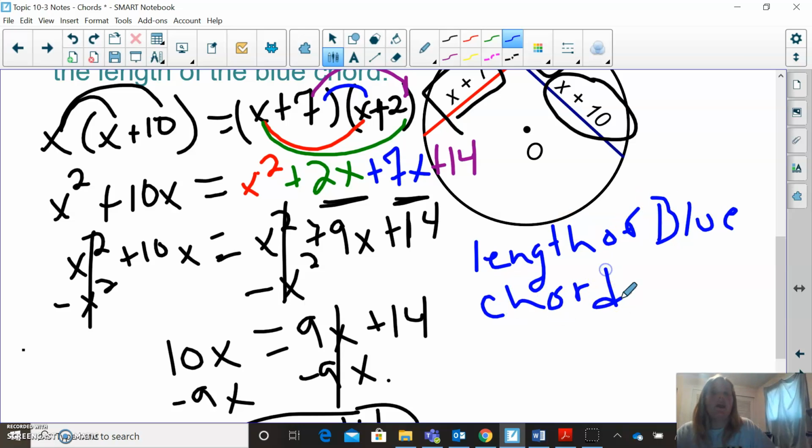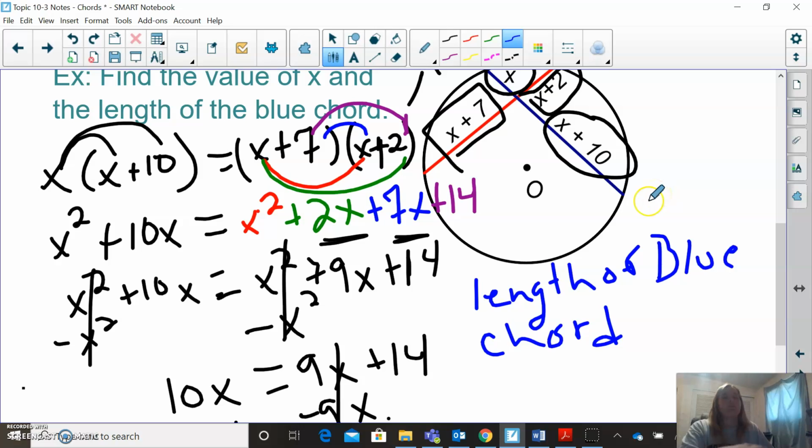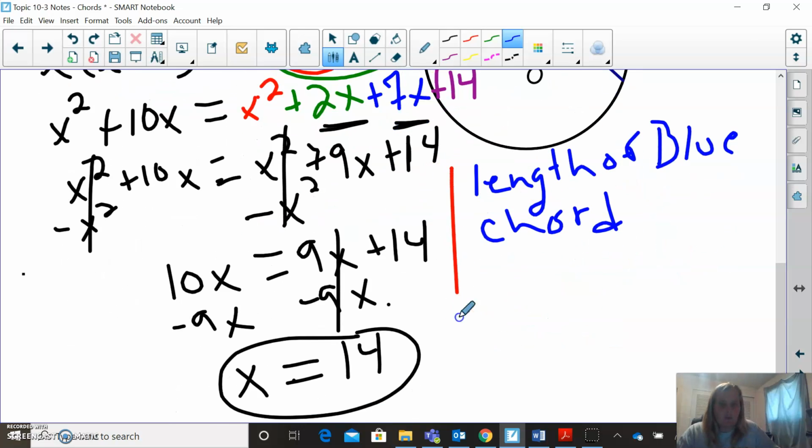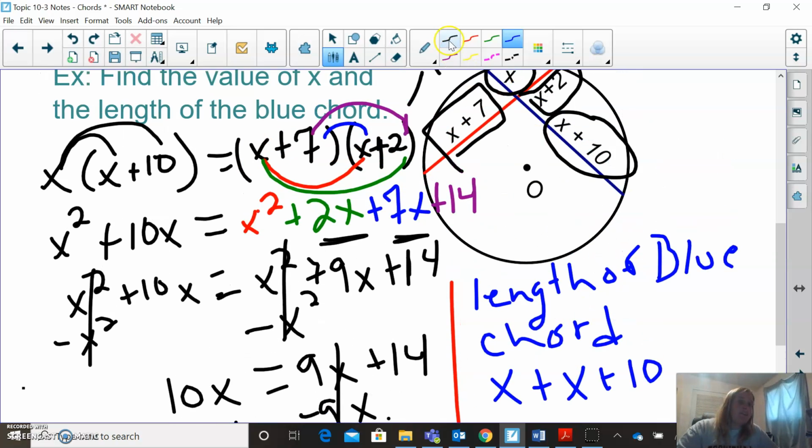Alright. Now we have the two parts, right? We've got x and x plus 10, but we need the entire chord. We're not just finding part of the chord. So we're going to take the two parts and add them together. So we're going to do x plus x plus 10. Like I said, all I did was take the two parts, the x and the x plus 10, and add them together to make the entire chord.